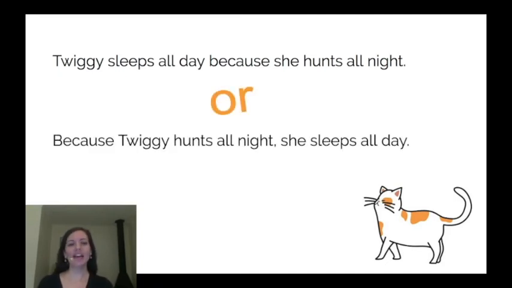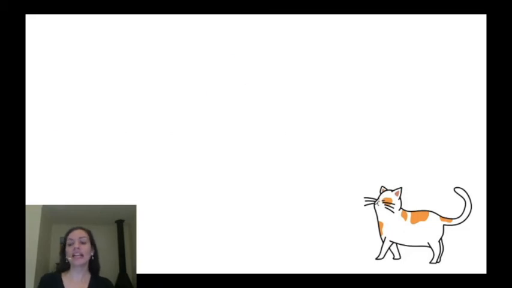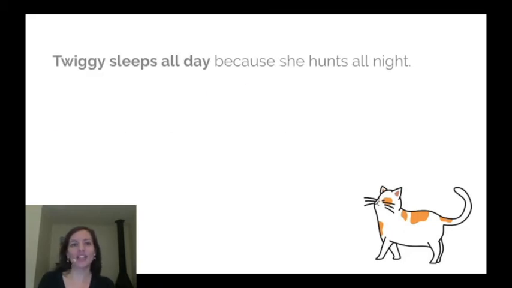So you could say, because Twiggy hunts all night, she sleeps all day. Both of those examples make sense, don't they? So now let's have a look at whether we can find the main clause in each one of those examples. So when we're looking at the first one, which is the part of the sentence that really can live on its own? Well, I can say Twiggy sleeps all day, full stop, can't I? Twiggy sleeps all day. It's a statement.